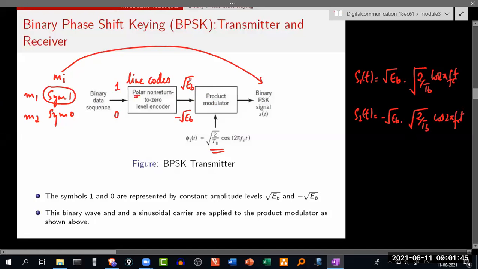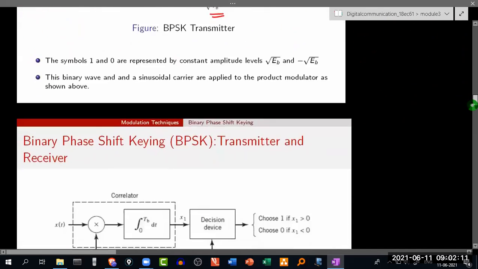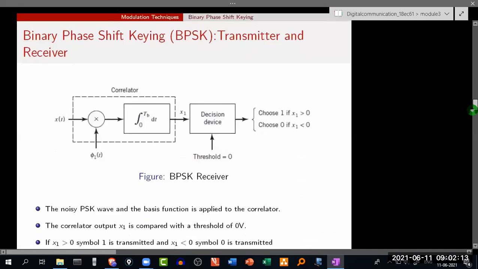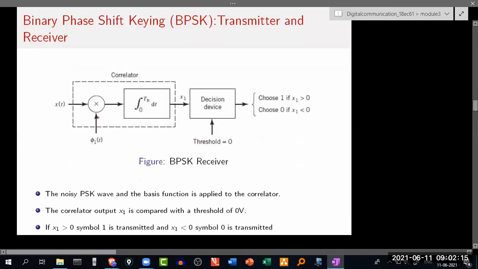By associating positive square root of EB with this basis function, I can get signal S1 of t. And if my transmitted bit is 0, I'll have minus square root of EB over here, and if I multiply this minus square root of EB with this basis function, I'll have signal S2 of t. It's as simple as that. So this is the block diagram of the transmitter. Likewise, I can also have the receiver block diagram like this.